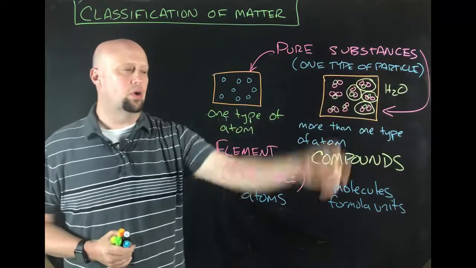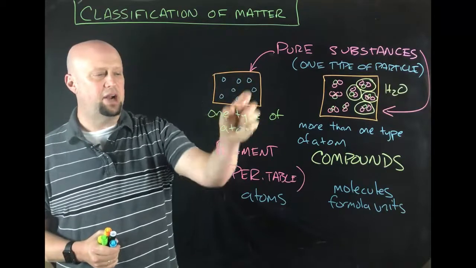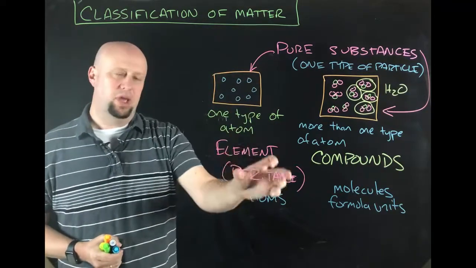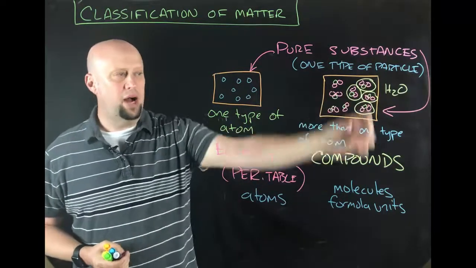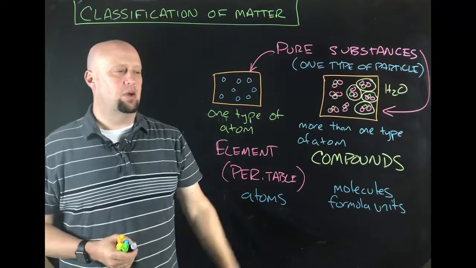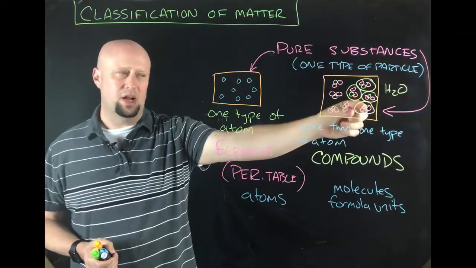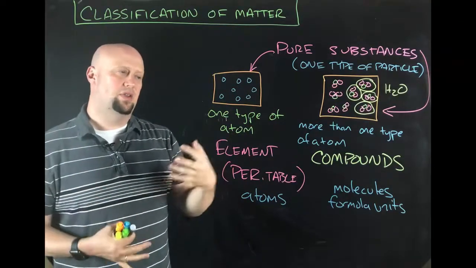So compounds, one type of particle, smallest unit is a molecule. Elements, one type of atom, okay? Only one type of atom in there, and we can find those on the periodic table, and of course their smallest unit are atoms. Compounds, each of the atoms we could break down. And what also is important is to see that even though there are multiple atoms there in each particle, those atoms are chemically bonded together, and that's really important.